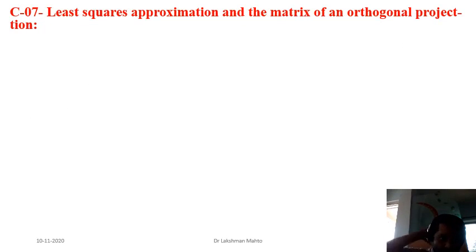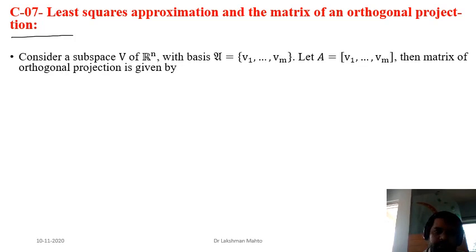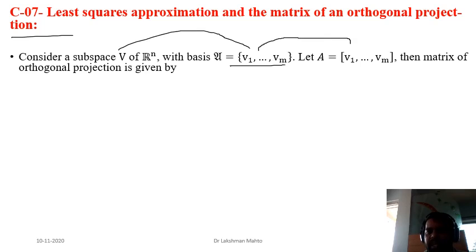Now, I will talk about one more important concept, least square approximation and the matrix of orthogonal projection. So consider a subspace V of Rn, and the basis of that V is what? Having m number of basis elements, that means V is an m-dimensional subspace of Rn, and these are v1, v2 up to vm. All these are basis elements of V, and by taking these basis elements as columns, we are forming a matrix A. What is the size of this matrix? Size of this matrix is n by m.